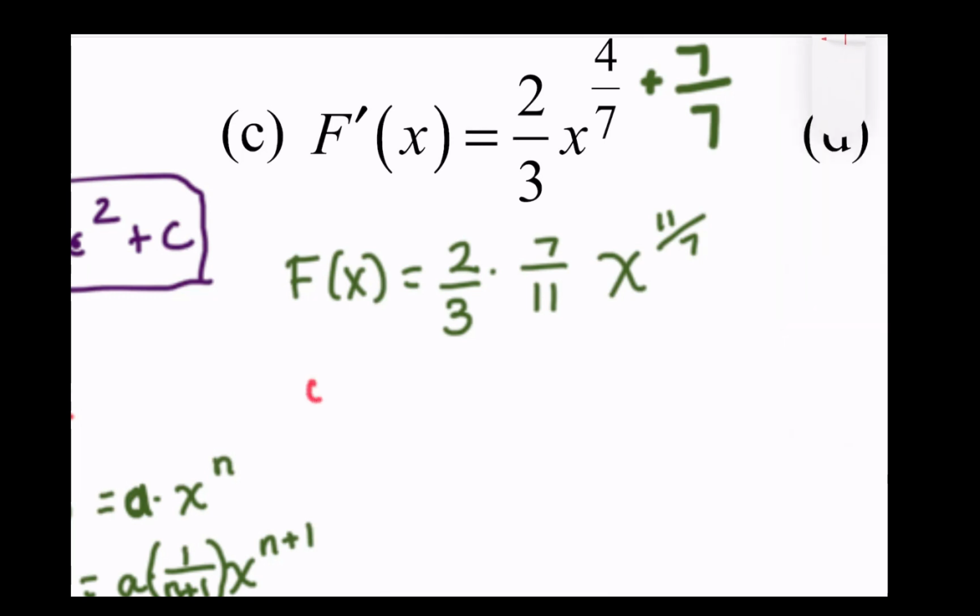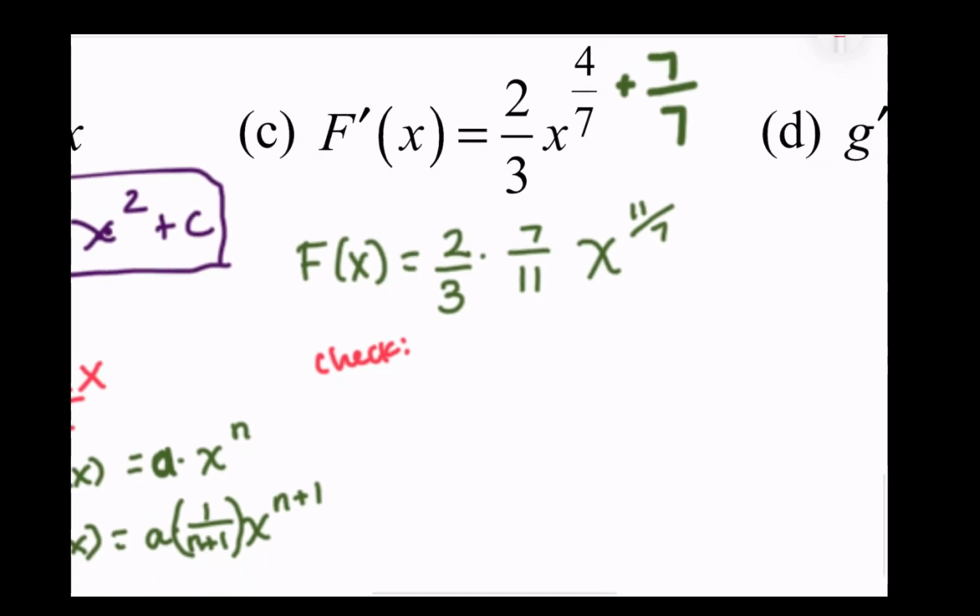So if you feel uncomfortable, you can do a quick check. So the derivative of big F of x, we'd keep our constant the same, and I guess we have this number 2. We'd bring down the exponent and multiply by 11 over 7, and then we'd subtract 1 from our old exponent, and subtracting 1 from 11 sevenths would give us 4 sevenths.